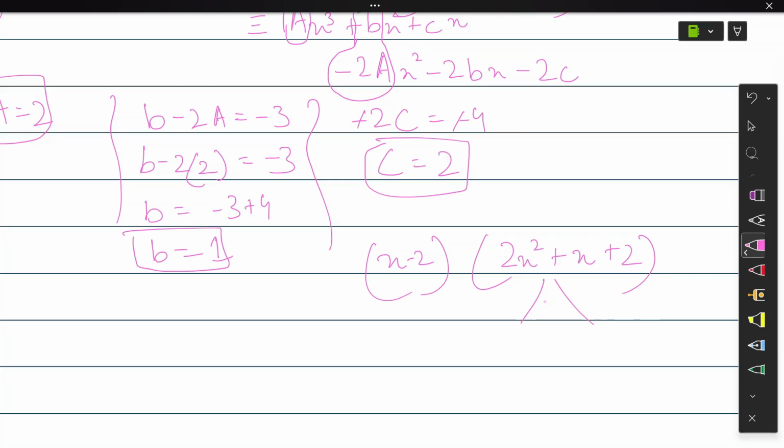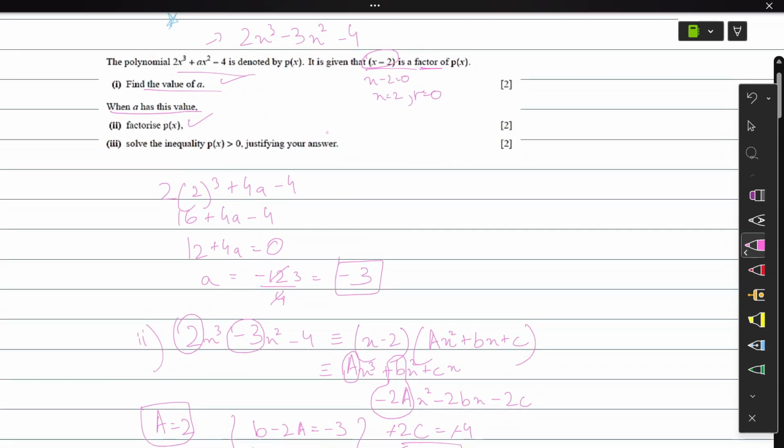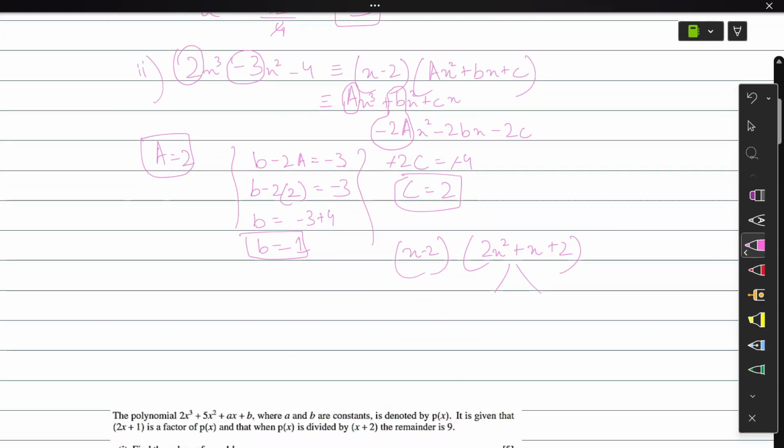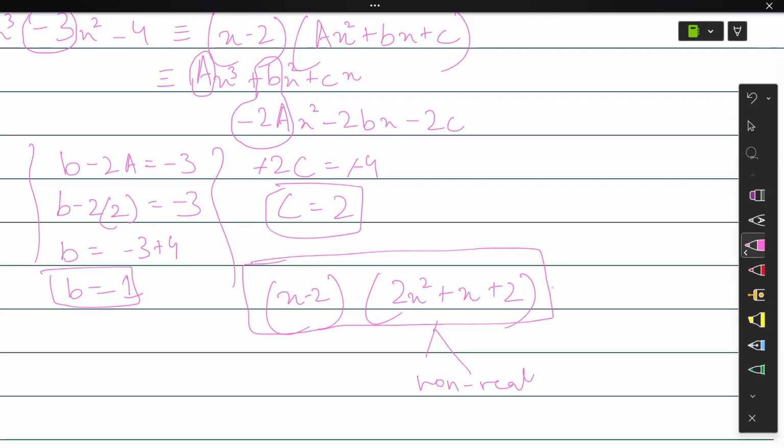You have to show the working, by the way, if you're using middle term breaking or your quadratic formula. Okay, I'm getting non-real values, which is weird. Okay, let's factorize p of x completely. They did not ask us to give the values of x, so this is enough. If I factorize this further, it gives me non-real values, right? So this is just enough for a factorization, right?